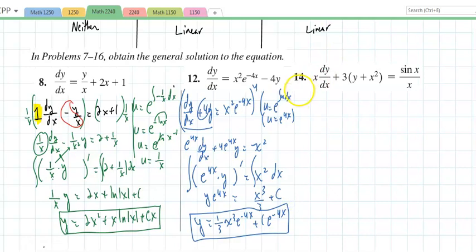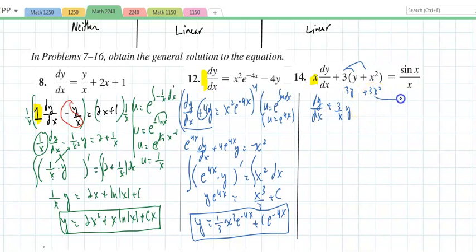And if I tackle number 14, this is already set up, except there's a catch. I need this to be a positive 1. This is not a positive 1, so make sure it is. Divide both sides by x, and this is really 3y plus 3x squared. So when I divide, that's 3 over x y, and if I move this to the other side, equals negative 3x plus sine of x over x squared.